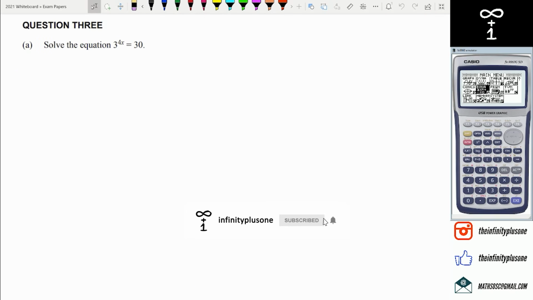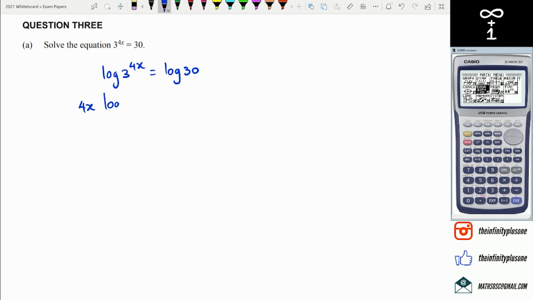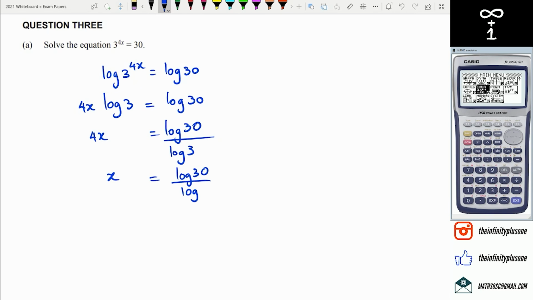All right, guys, so let's get going with question 3. What we have got here is 3 to the power of 4x equals 30. So I'm going to take logs on both sides. I'm going to get log of 3 to the power of 4x equals log of 30. 4x can be brought to the front. So I've got 4x log 3 equals log 30. And then 4x is equal to log 30 divided by log 3. And of course, x is equal to log 30 over log 3, and I want the whole thing divided by 4.